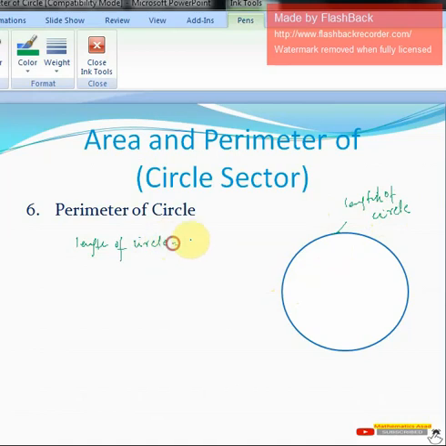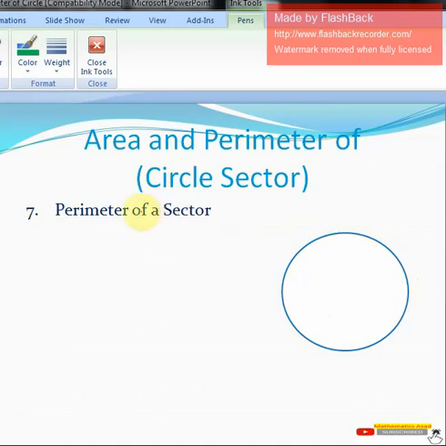And how can we find this? It is by 2 pi r. Formula is 2 pi r. Pi is 3.142 and r is radius. So it is the center, and there must be some radius given. So we can find the length of the circle, and it is the perimeter of the circle.